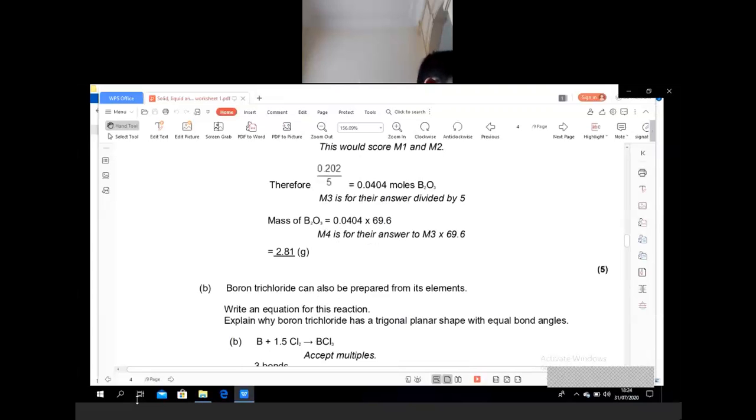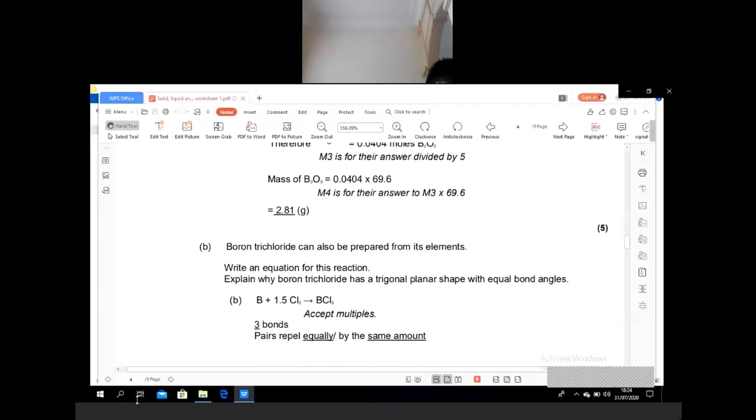Then, boron trichloride can also be prepared from its elements. Write an equation for this reaction. Why does boron trichloride have a trigonal planar shape with equal bond angles? Okay, we write an equation prepared from the elements: boron plus chlorine gas, the chlorine gas should be 1.5 mole, become boron trichloride.